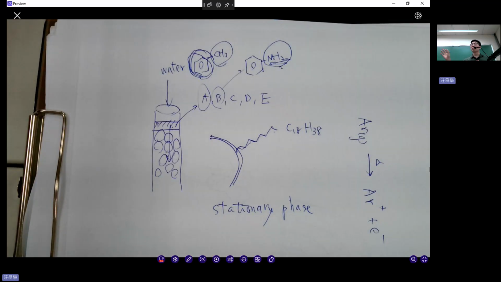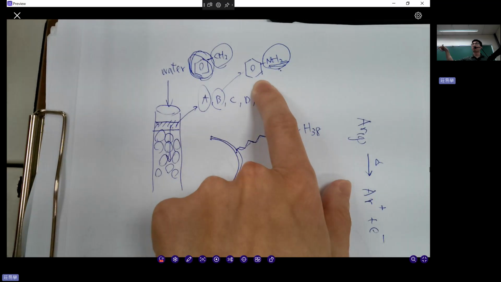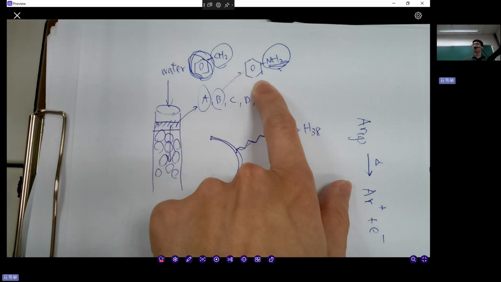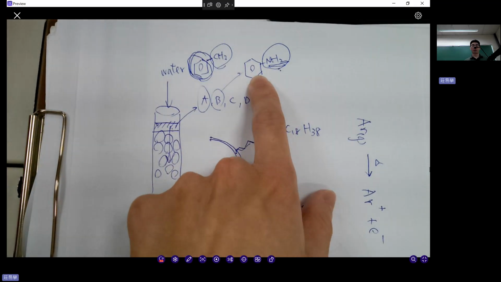A polar functional group means that the interaction with water is going to be stronger. So this compound has a high affinity with the water phase. When the water is flowing down, it goes with the water. So that's the reason why aniline is flowing faster. Okay.